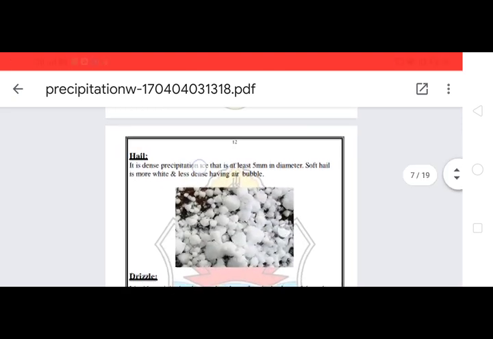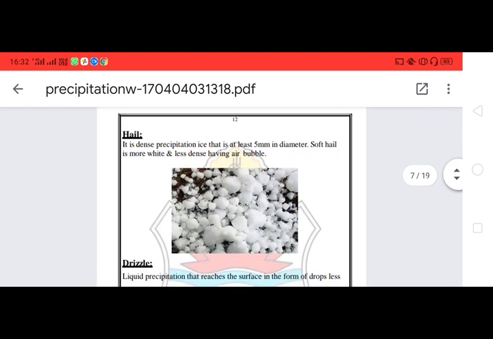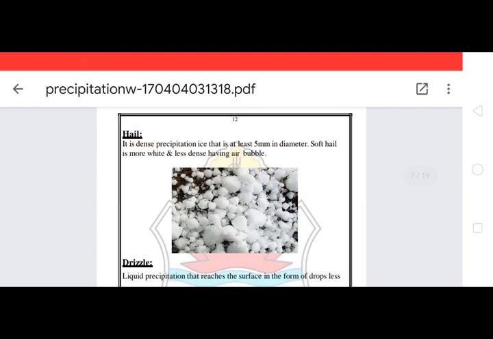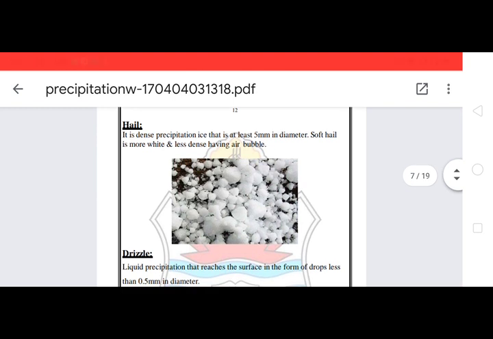It is also a type of precipitation. It is dense precipitation, ice that is at least 5 mm in diameter. This diameter should be memorized. This should be noted as you are studying this. Soft hail is more white and less dense, having air bubbles.